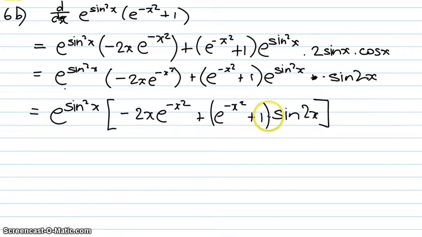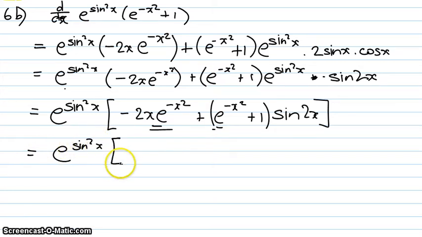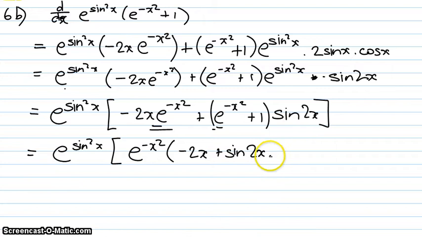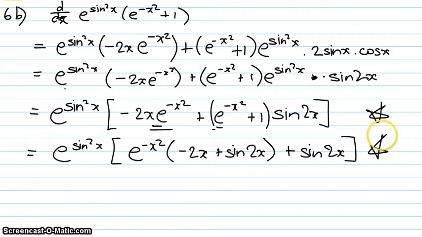And not a lot we can do here really. I'm actually okay if you ended here. However, you may also want to instead factorize out this e to the minus x squared. So you could also write this as e to the sine squared x, e to the minus x squared minus 2x plus sine 2x plus sine 2x. And that's also a perfectly valid form. So either of these two, wherever you ended, I think it should be okay.